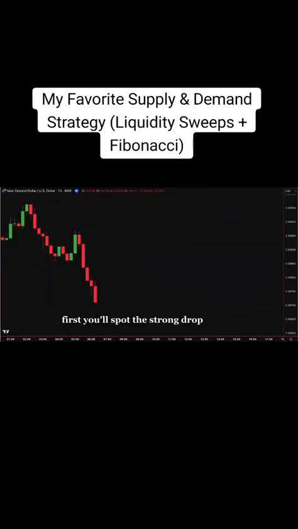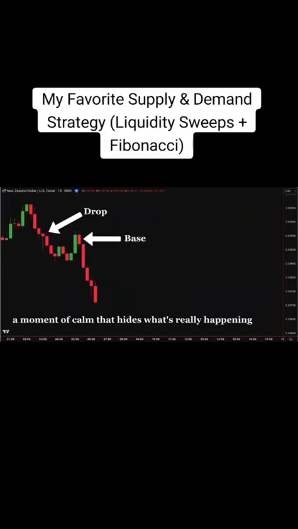First, you'll spot the strong drop, a clean, impulsive move downward. Then comes the base, a moment of calm that hides what's really happening. Institutions are stacking up their sell orders here, but they do it quietly, without disrupting the market.